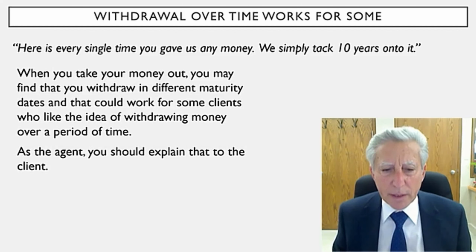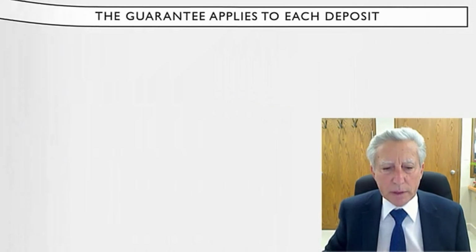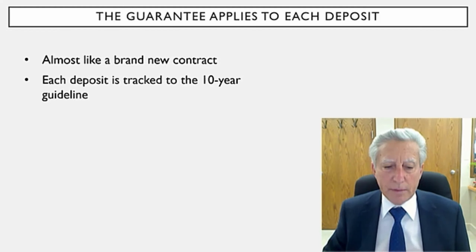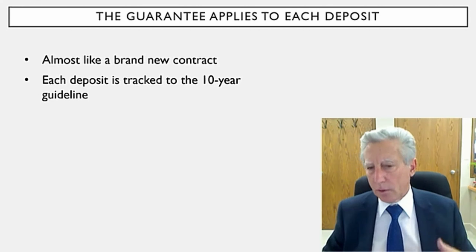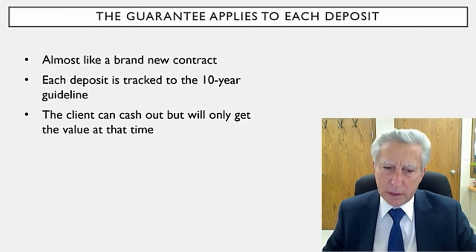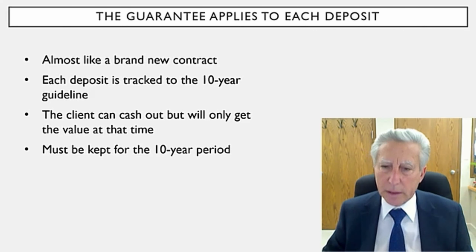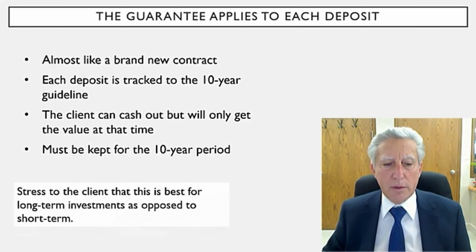So the maturity guarantee applies to each deposit. It's almost like, I said, buying a brand new contract. That's really what we're saying. Okay. So each deposit then is tracked to make sure that it follows the 10-year guideline. Now, once again, during that 10 years, if they cash out, that's perfectly fine. But remember that they're only going to get whatever the value is at that time. So once again, in order to get that maturity guarantee, that 75% or 100%, whatever it is, they must keep it for that 10-year period of time. So once again, as I said before, these are not short-term investments, they are long-term investments. So it is important that you stress that to the client.